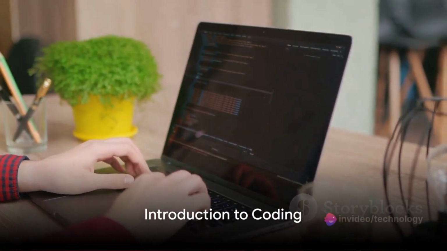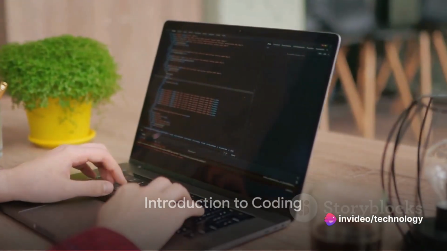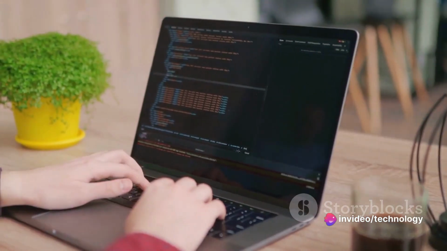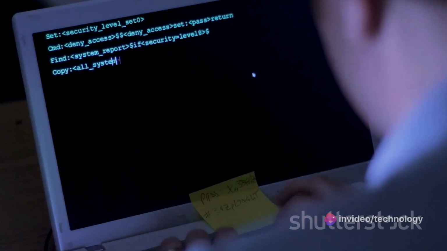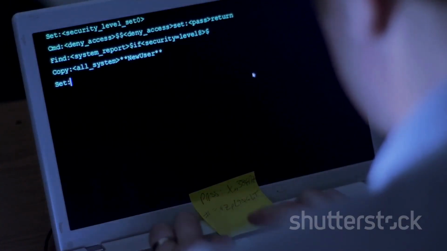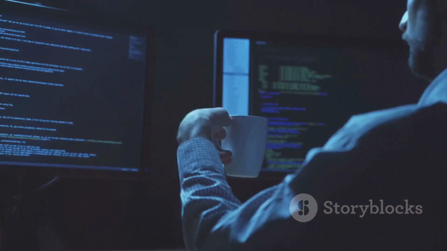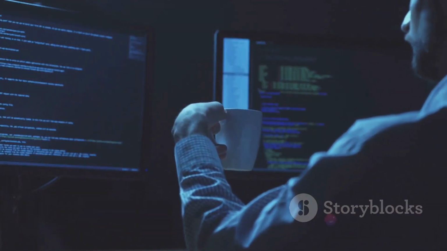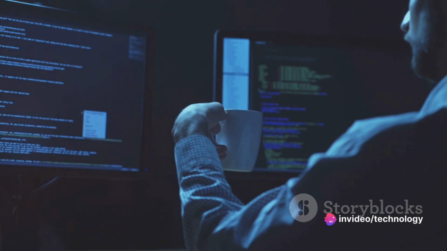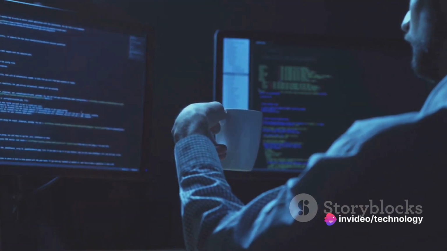Ever wondered how your favorite apps work? How they're built from scratch? Well, the secret sauce behind it all is coding. It's the magic wand that brings your favorite apps and websites to life. Coding, in its simplest form, is a way of communicating with computers, telling them exactly what tasks to perform.